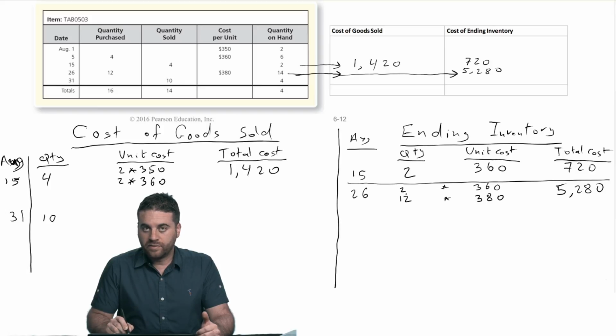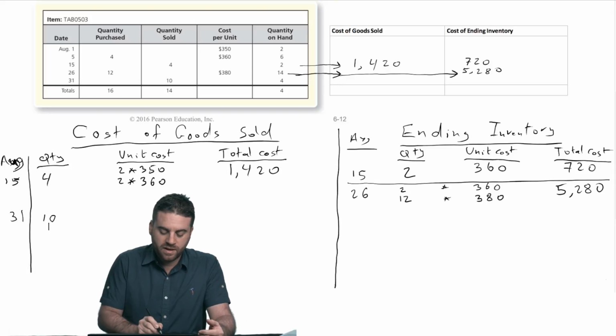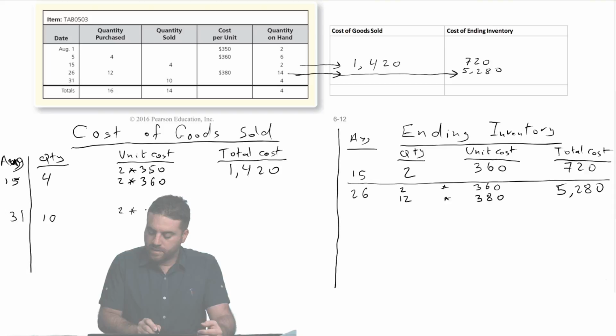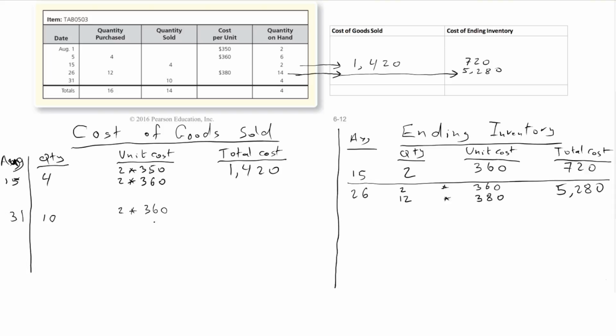So if it is FIFO, then I have to start with the old stock first. Here's my available stock: 2 units for 360 each and 12 for 380. Which one is older? The 2 units are older than the 12 units, so we have to start with the 2 units first. We sold 10 units, so I'm going to take those 2. Under the unit cost, I will say 2 units for 360, and then 2 is not enough. I still have to get 8 more units because the total is 10.